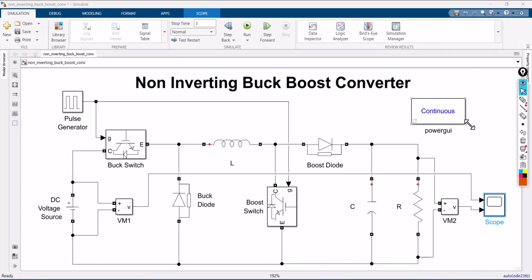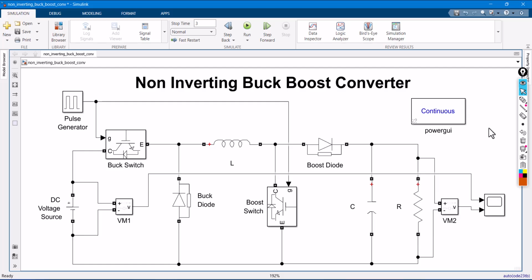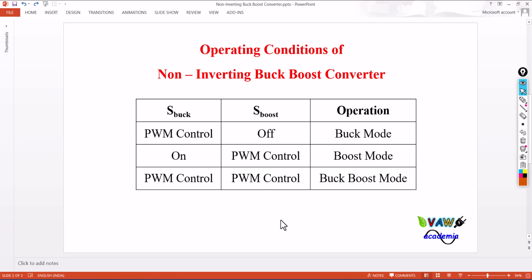Okay. This is the way you can develop a non-inverting buck-boost converter with the help of MATLAB. And while executing the non-inverting buck-boost converter, these operating conditions are very important. If you want the circuit to work in buck mode, the buck switch will be controlled by PWM, whereas the boost switch will be in off state. If you want the same circuit to work in boost mode, the buck switch should be in on state, whereas the boost switch can be controlled by PWM.